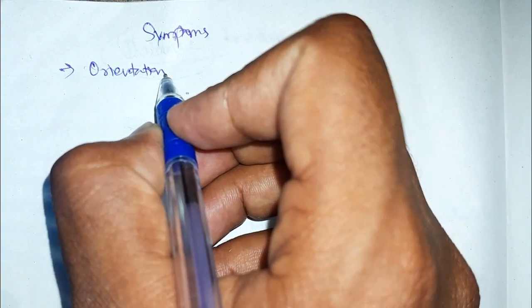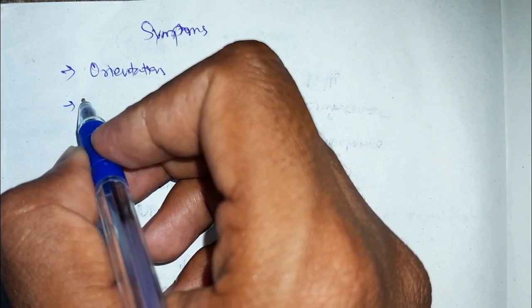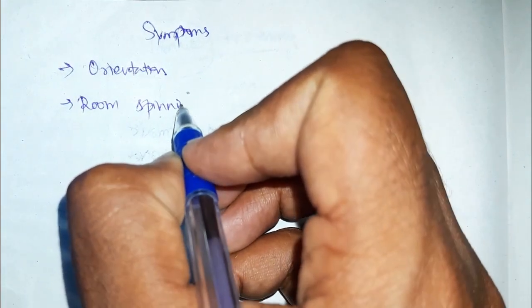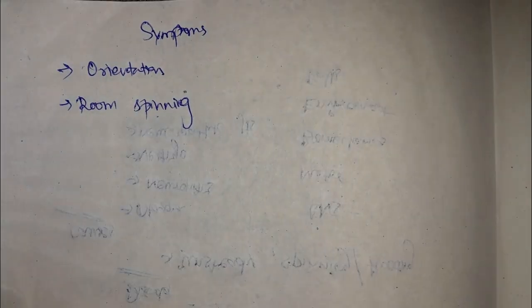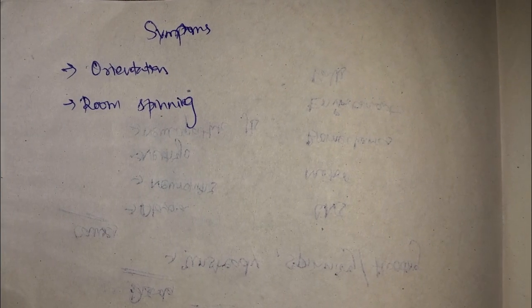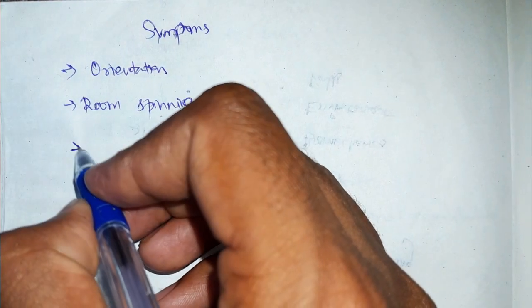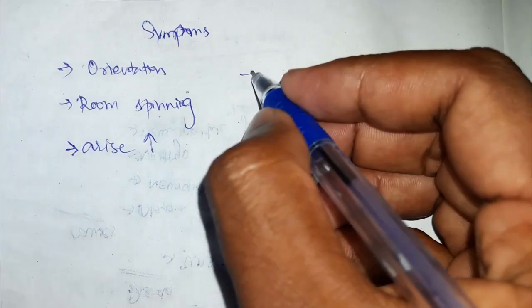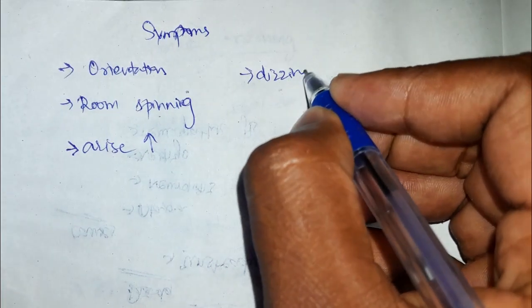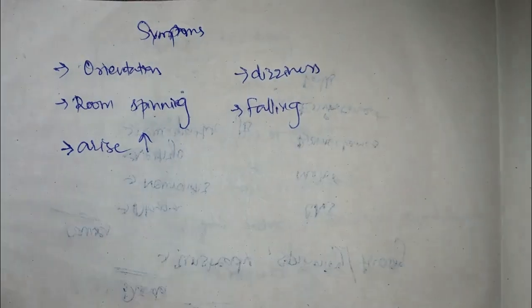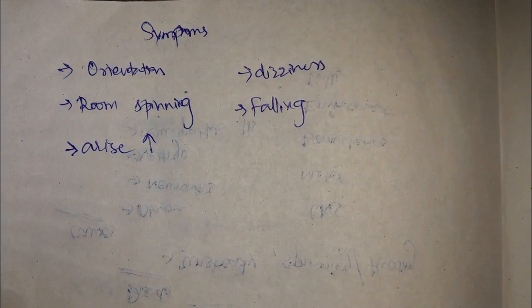Okay, so the person may feel the room spinning, which means he is standing but the room is spinning, like that he can feel. Without support he is not able to walk, that condition may also occur. Some persons may not be able to arise. Some persons may feel the dizziness. And some persons may fall or feel a fall. They do not fall, but they have a feeling of fall.